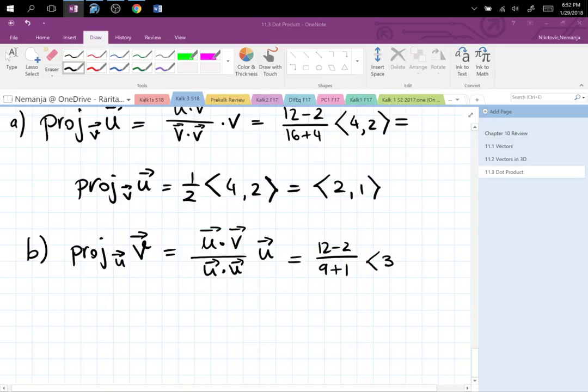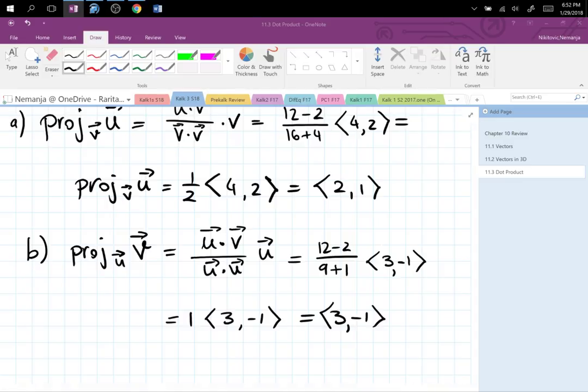Times vector U, was it negative 3, 1 or 3, negative 1? Negative 1, all right, thank you. So now I have 10 over 10, which is 1, times 3, negative 1, and we have 3, negative 1. And there they are. So this is the projection of vector V onto vector U.